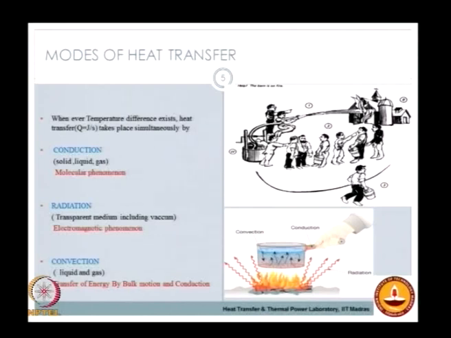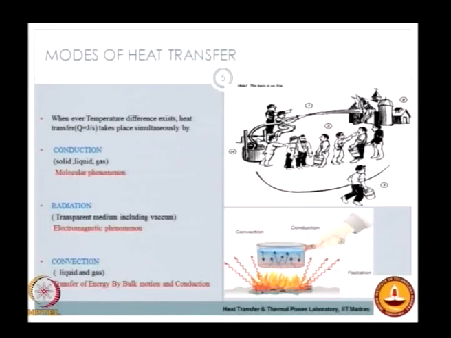It doesn't require any medium. In fact, using a medium will impede the quality of heat transport by radiation. It's a purely electromagnetic phenomenon, and it can perfectly work in any media including vacuum, and in fact works best without any participating medium. So this is how you can look at the 3 processes and relate them to the 3 modes of heat transfer.